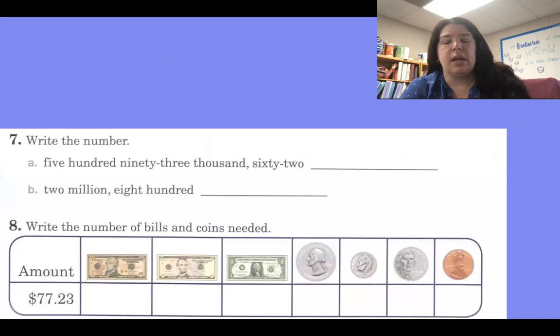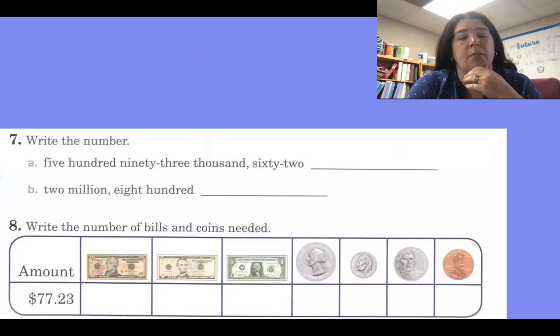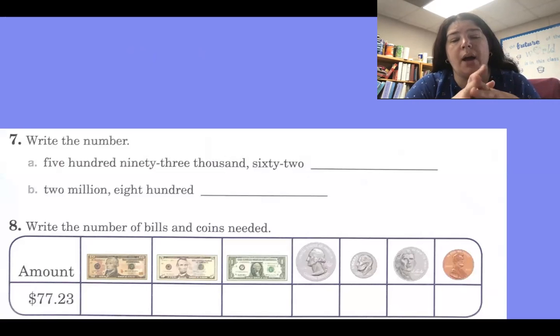All right, boys and girls, this is on your worksheet today. I wanted to go over a few of these. I wanted you to know when we read numbers, we read them in words, and then we need to put them into number form. So we have this written form, 593,062. Now remember, when we say thousands, we write comma. When we say millions, we write comma.